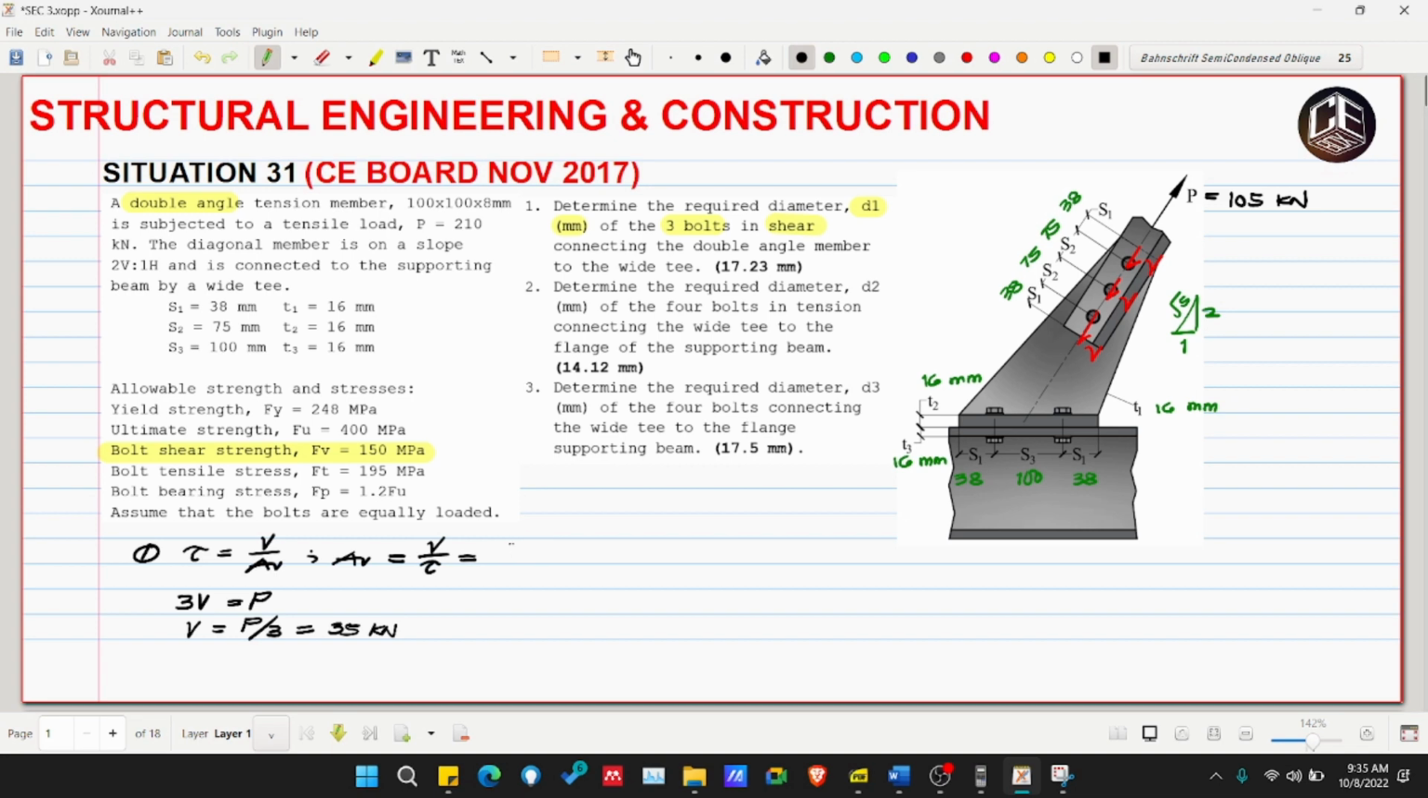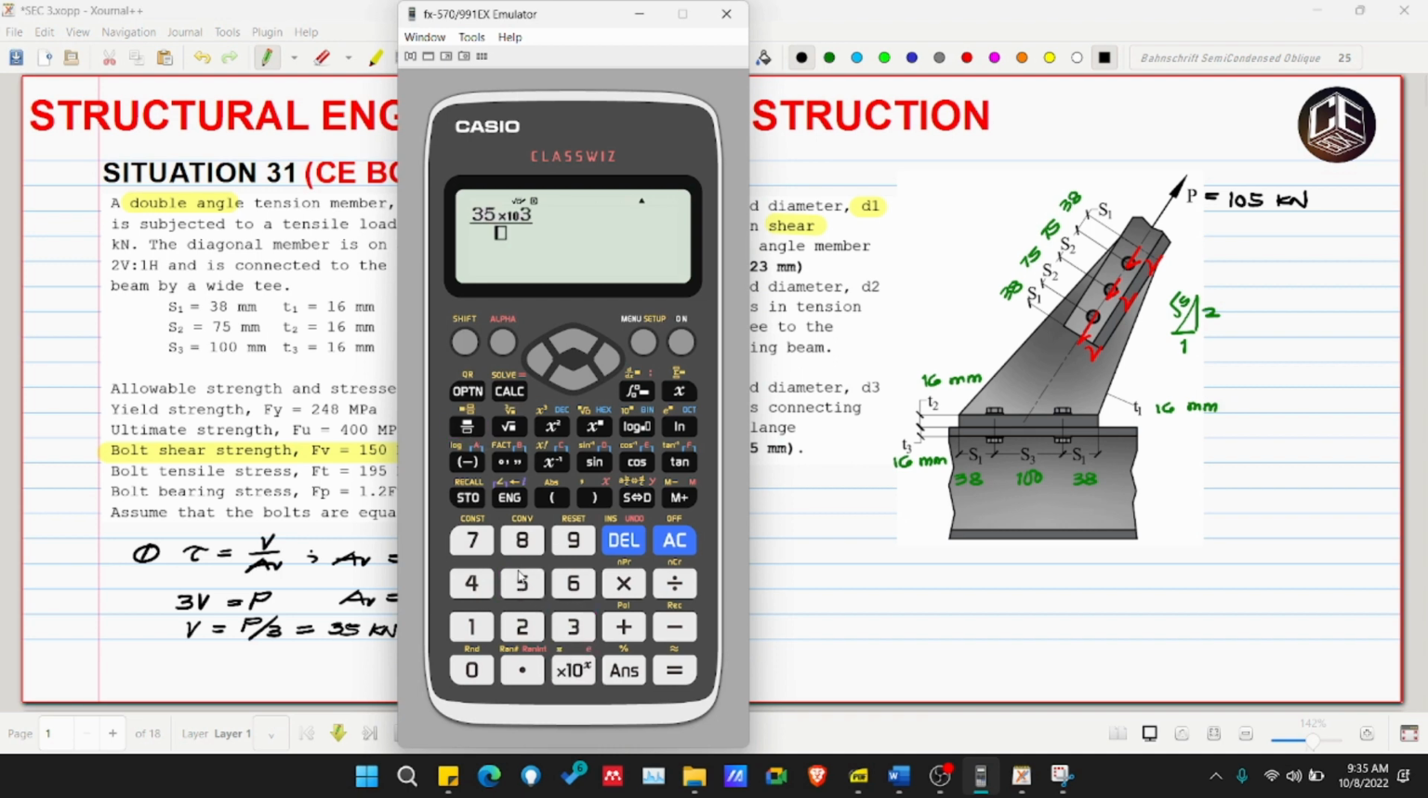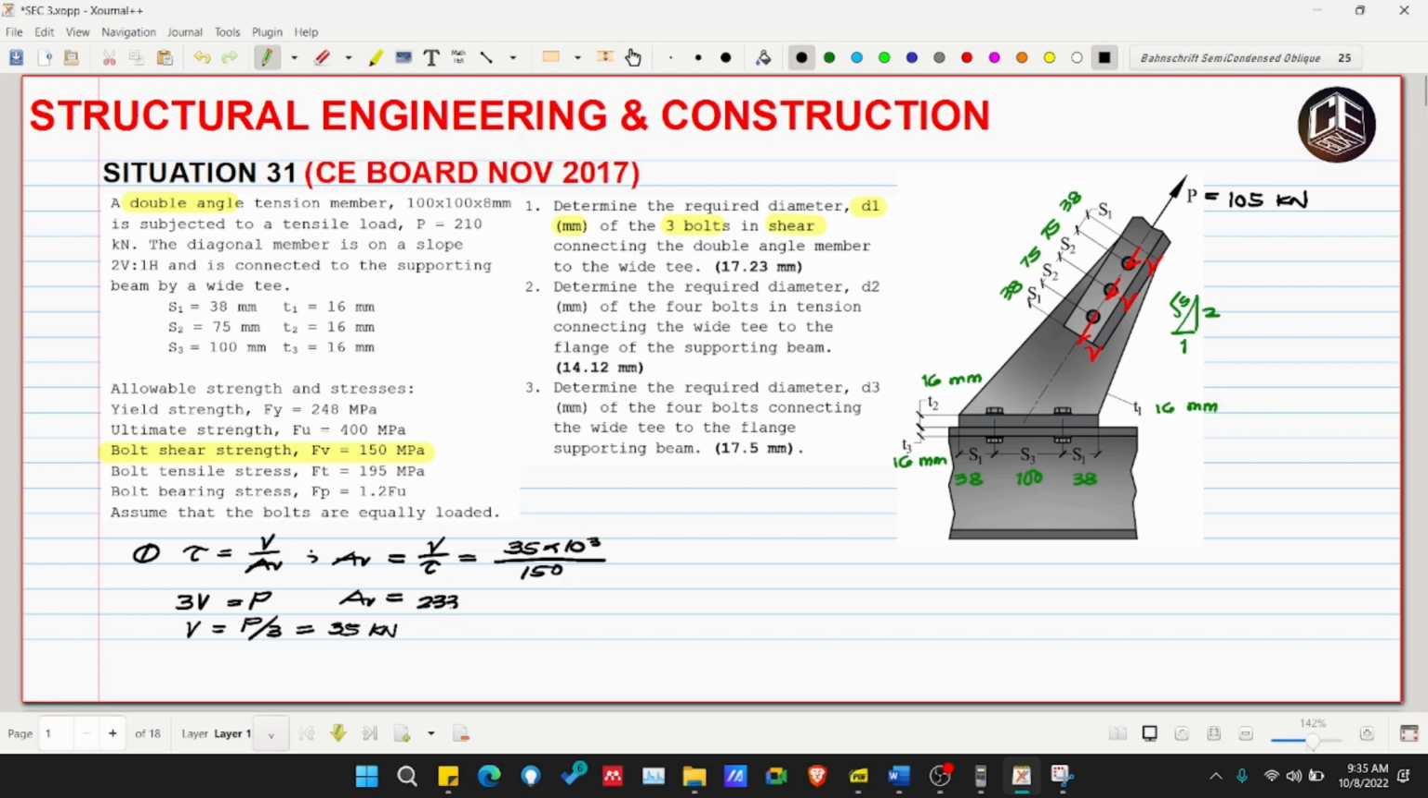So, ang ating shear force ay 35. So, naka-megapascal ang ating shear stress. So, gagawin natin itong Newton. Okay? So, 35 times 10 raised to 3 over shear stress na 150. So, yung ating area shear is 35 times 10 raised to 3 over 150. So, this is 233.33 millimeter squared. So, alam naman natin ang ating area for the bolts is circle, hindi ba?